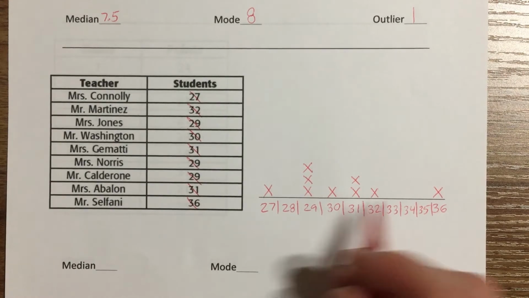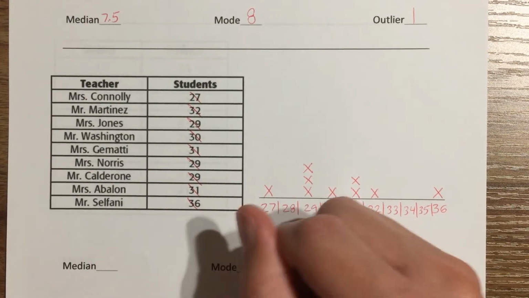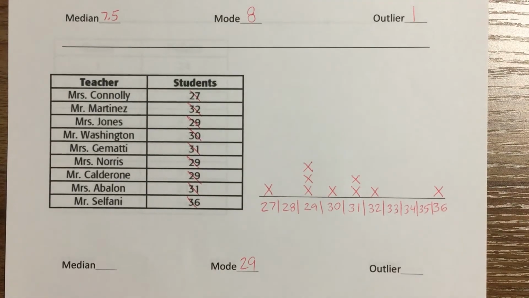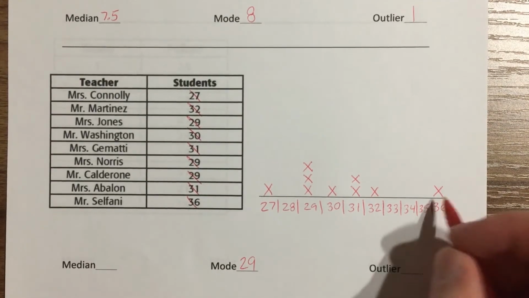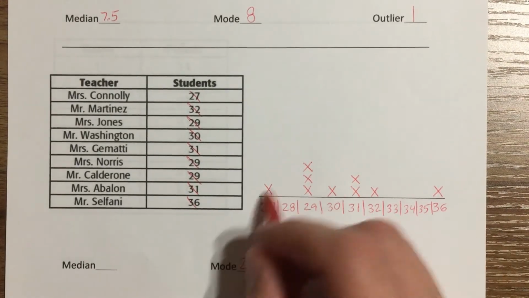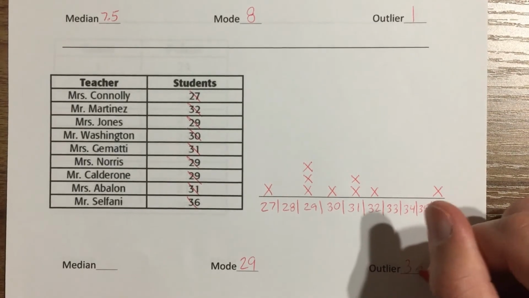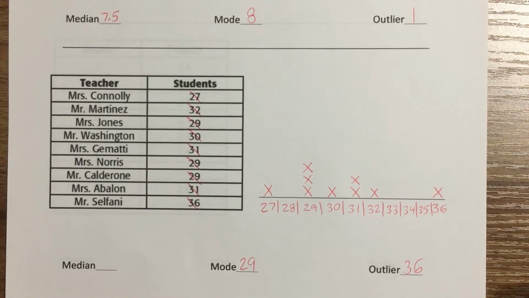What is our mode? Well, which number has the tallest stack of x's over the top? 29. There are 3 of them. Any outliers? Now, it looks like 36 is kind of off in its own island there. 27 could be, but it kind of fits in with the rest of the clump there. Better than 36 does. So we're going to say 36 is our outlier in this case.